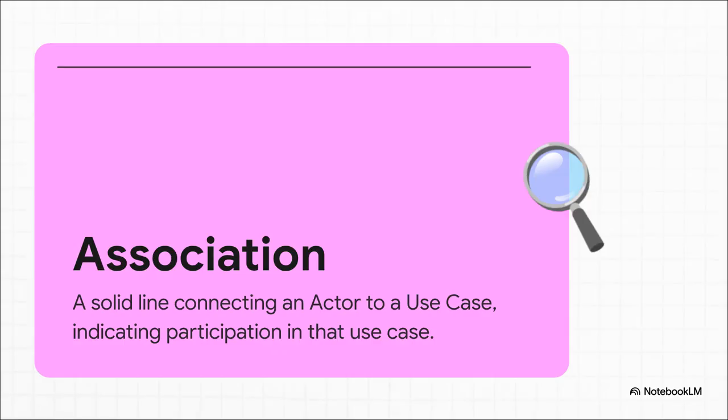And finally, how do we connect the actors to the use cases? With an association. It's just a solid line between an actor and a use case. That line simply means this actor participates in this use case. It's the glue that shows the interaction between what's outside the system and what's inside.